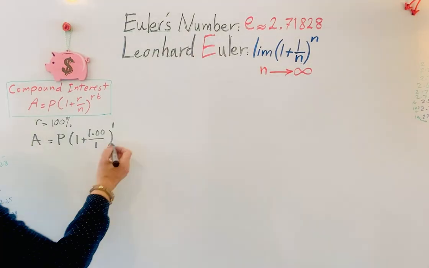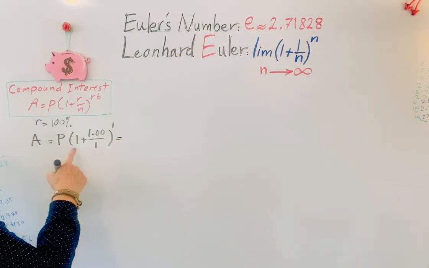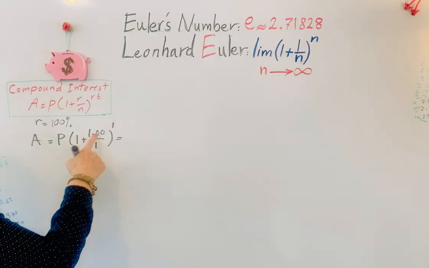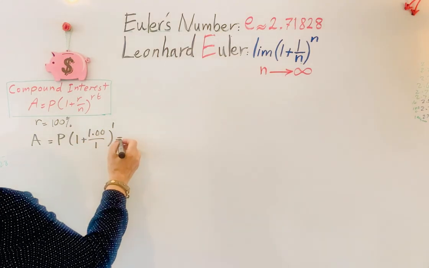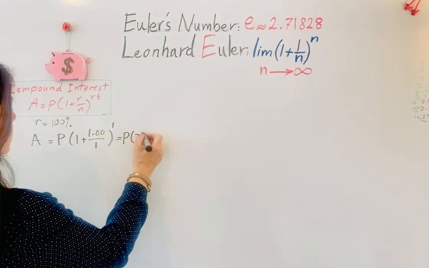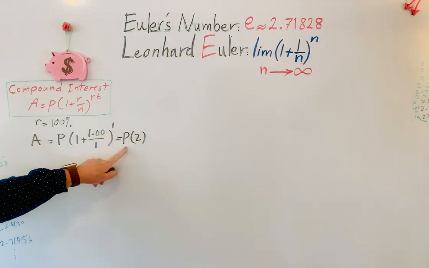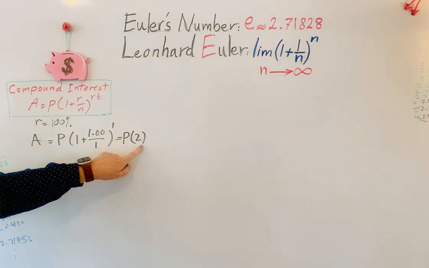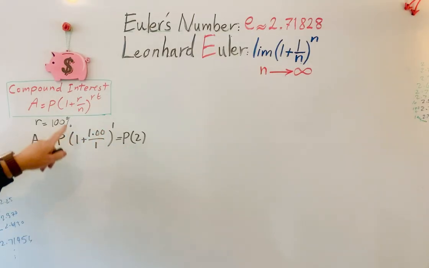Okay, how much do we get? We get 1 divided by 1 is 1, plus 1 gets 2, and 2 raised to 1 gets P times 2. It means that your principal, the initial investment, gets doubled if compounding is just once a year.